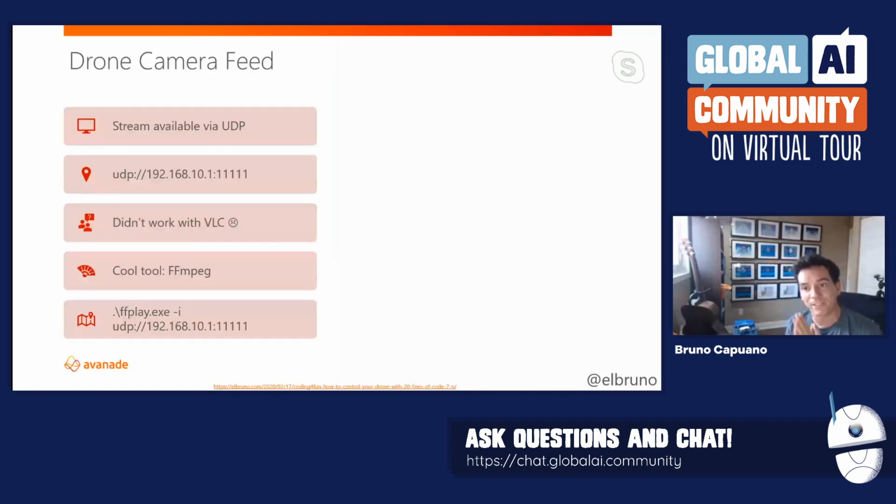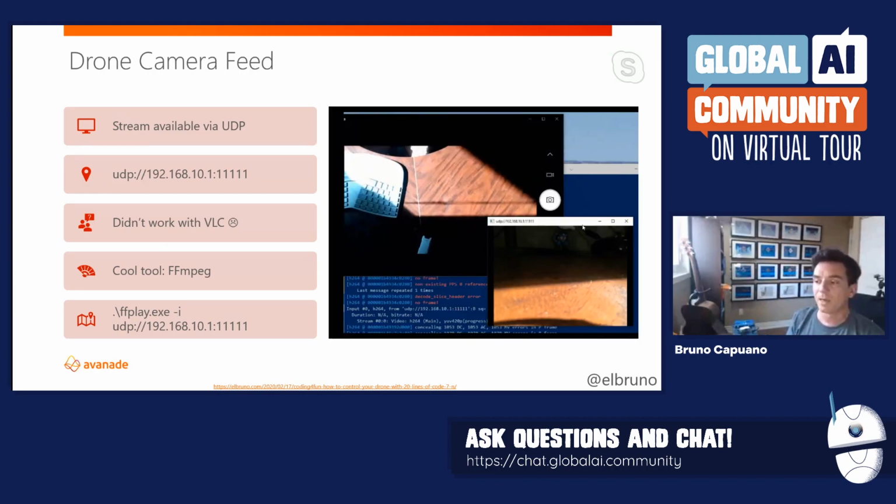But the important part, we can access the camera, and the camera is enabled in port 11111 via UDP. This is the address that you need to use. I tried to connect at the beginning to this address using tools like VLC. Didn't work, and it's sad because VLC works almost for everything, but it couldn't resolve this. And then I started to read, and I found this set of tools, FFmpeg, and I found a way to basically connect to the drone when it's open for the stream, and then show the stream.